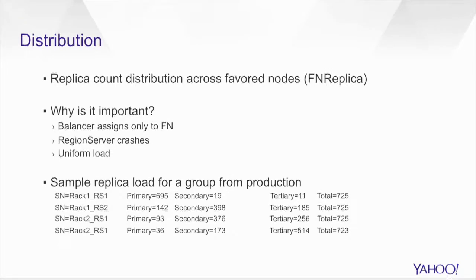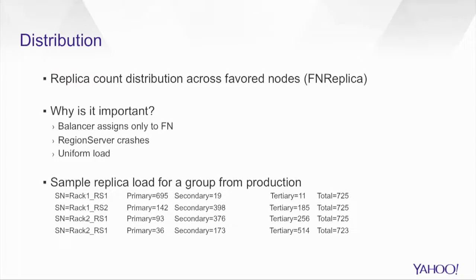So the region and favored nodes: this is extremely important. Why? Because the balancer uses it, and you want overall uniform load across the cluster. When a region server crashes, you don't want one or more servers getting overloaded. What we call distribution is basically the replica count distribution: how the favored nodes are assigned to the regions. We'll call it FN replica, just for namesake. Please do not confuse this with region replicas that are already in HBase. Those are different topics.